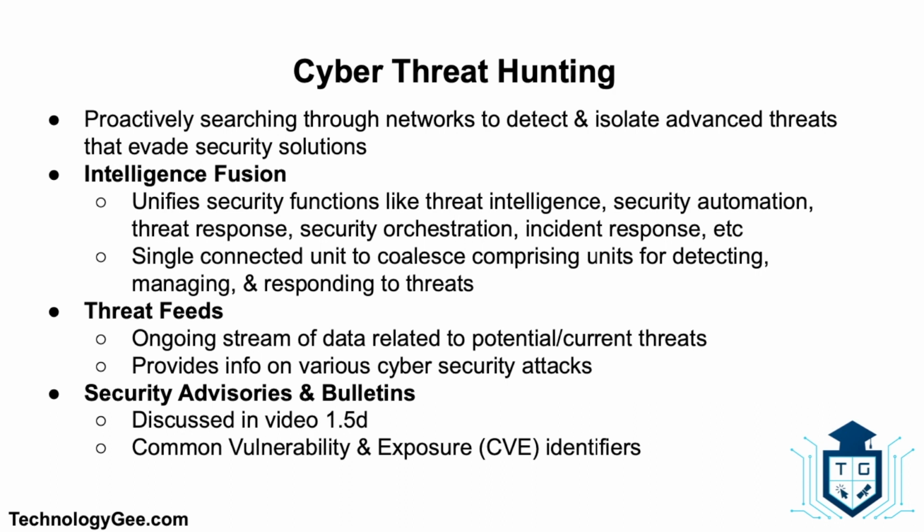And then you need to be familiar with security advisories and bulletins, and we discussed this in video 1.5D, where we talked about how vendors, coordination centers, security researchers, and others publish security advisories and bulletins to disclose vulnerabilities, where most of these vulnerabilities are disclosed to the public via what is called the Common Vulnerability and Exposure, or the CVE identifier. And CVE is a standard that provides a mechanism to assign an identifier to vulnerabilities so that you can correlate the reports of those vulnerabilities amongst various sites, tools, and feeds.